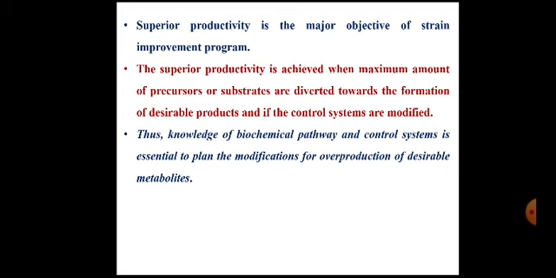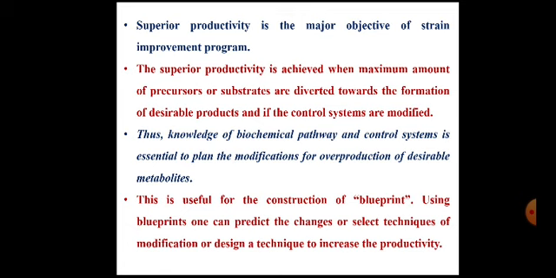So what is the advantage of this? Plan means what? Whenever we prepare a plan that this modification should be done, if this control system is lifted, then there are chances of overproduction of desirable metabolites. So all these plannings, when we put it on paper, then it becomes a blueprint. For the construction of blueprint, the knowledge of biochemical pathway and control system is very important to plan the changes. With these blueprints, we can predict the changes, what are the possible modifications, or what are the possible techniques which are available for the overproduction of desirable microbial metabolites.